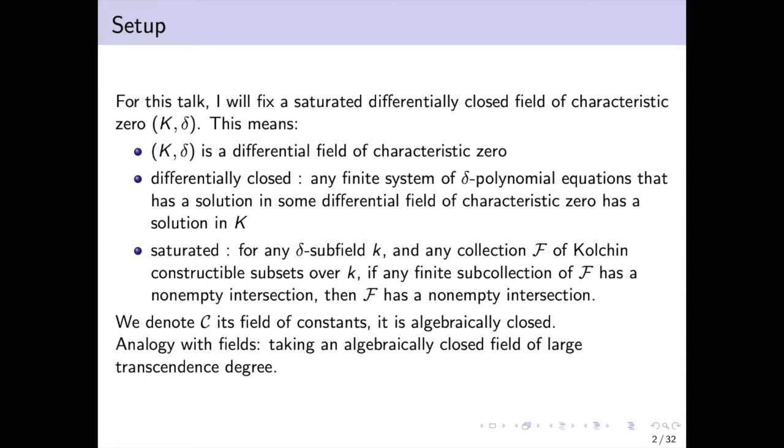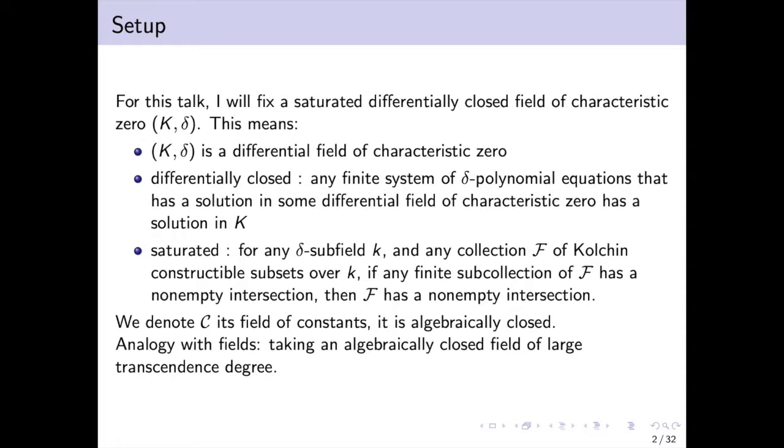Okay, so this is just the setup that I will use. This is sort of model theoretic language. I will just work in a saturated differentially closed field of characteristic zero, which I will always denote K delta. So this means, first of all, that K delta is a differential field of characteristic zero, a differentially closed field. I can find solutions of any set of equations that has a solution somewhere in some other field. So it's just like an algebraically closed field.